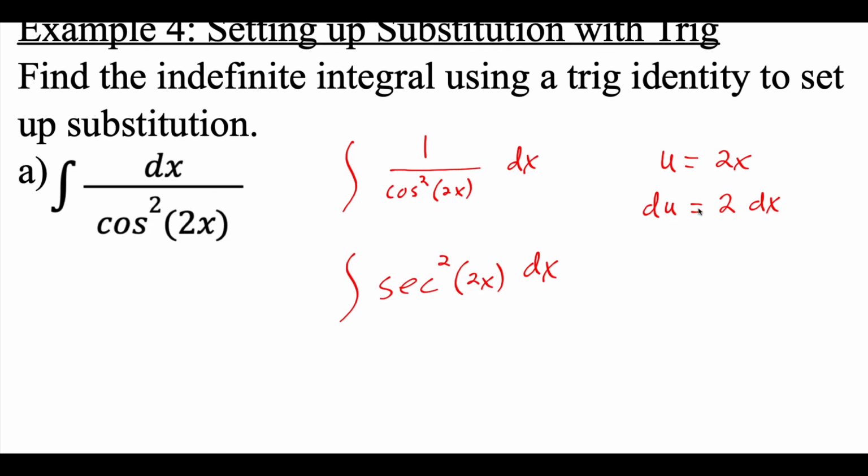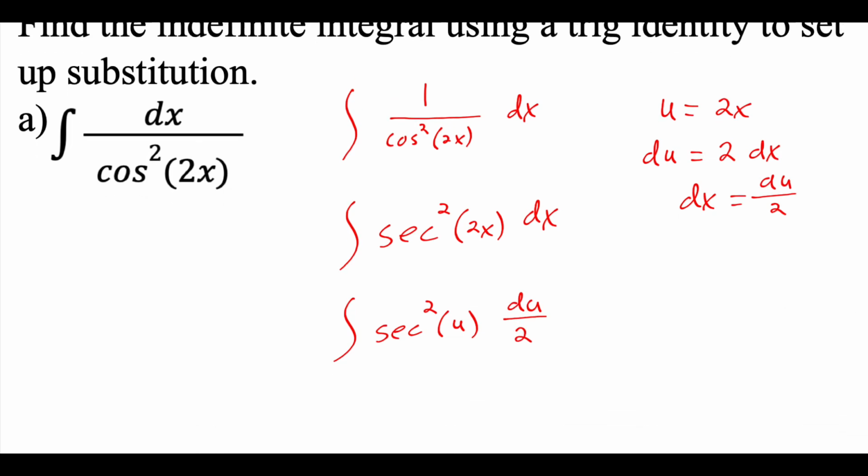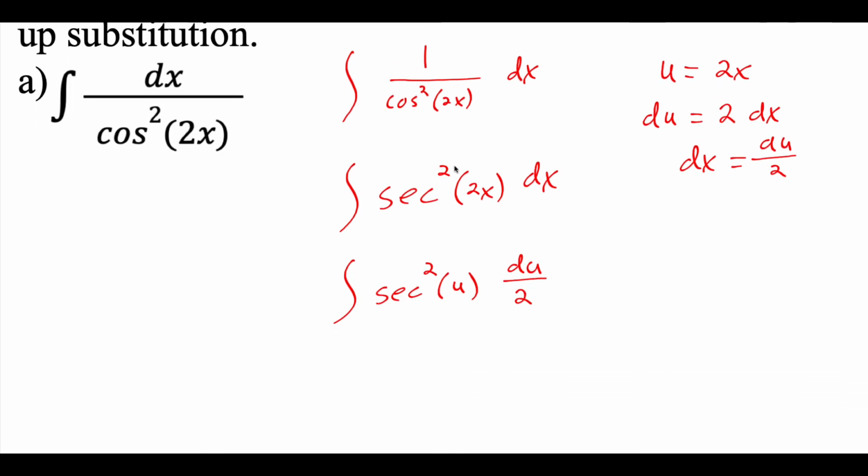I'm going to solve that to get dx all by itself. So dx is equal to du over 2 by dividing that 2 over to the other side. And now we're ready to do our substitution. So we've got the integral of the secant squared of u, and then we'll have du over 2. Now having this du over 2, the constant multiplier in there that we can pull out in front is really 1/2. So then this will be the integral of the secant squared of u du.